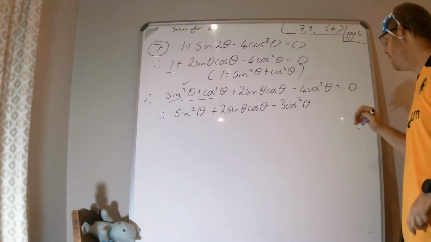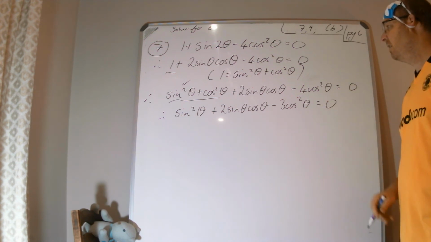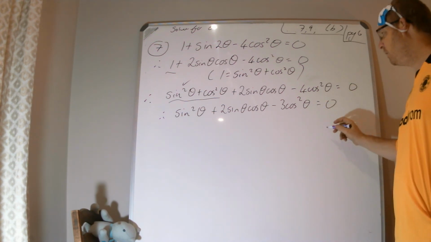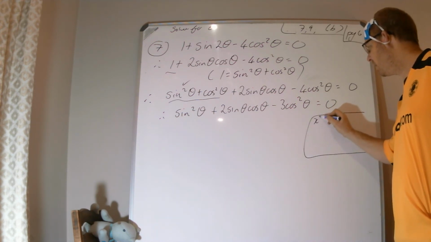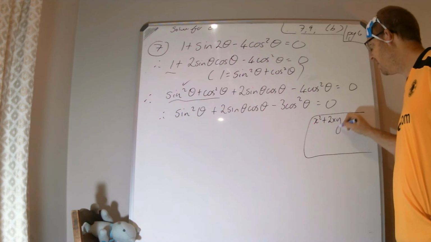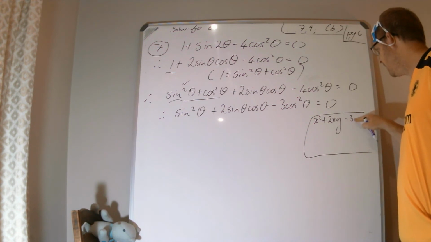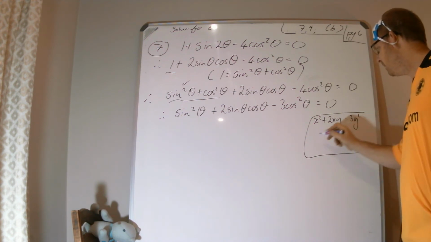Okay, is equal to 0. Right, now that can be factorized, so look for the pattern. So that's right, go to the side of your page, and you've got x squared plus 2xy minus 3y squared. Okay, so that hopefully can be factorized.